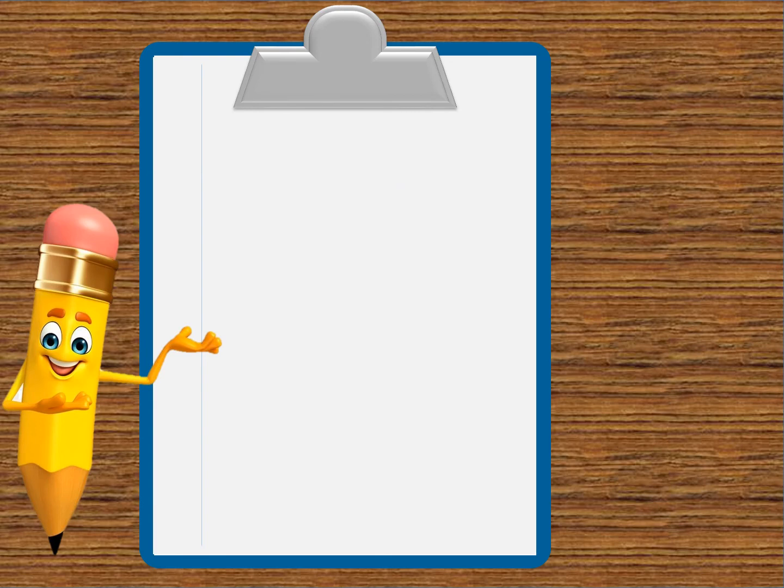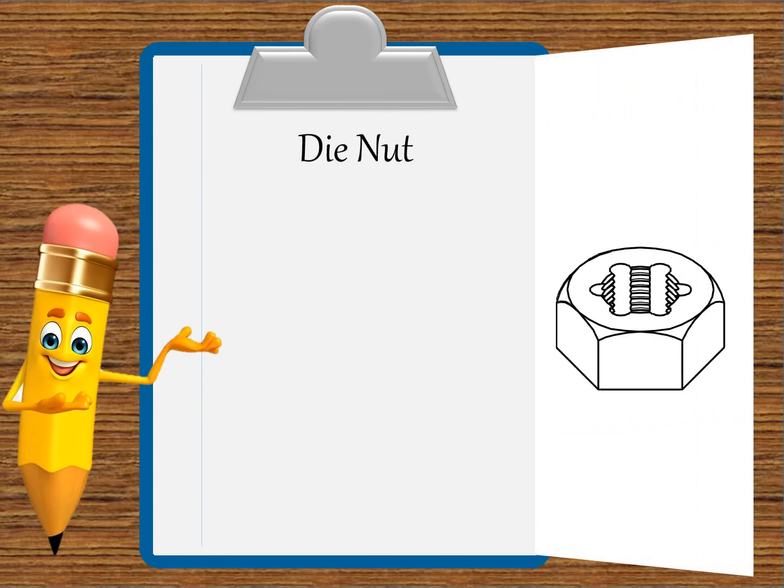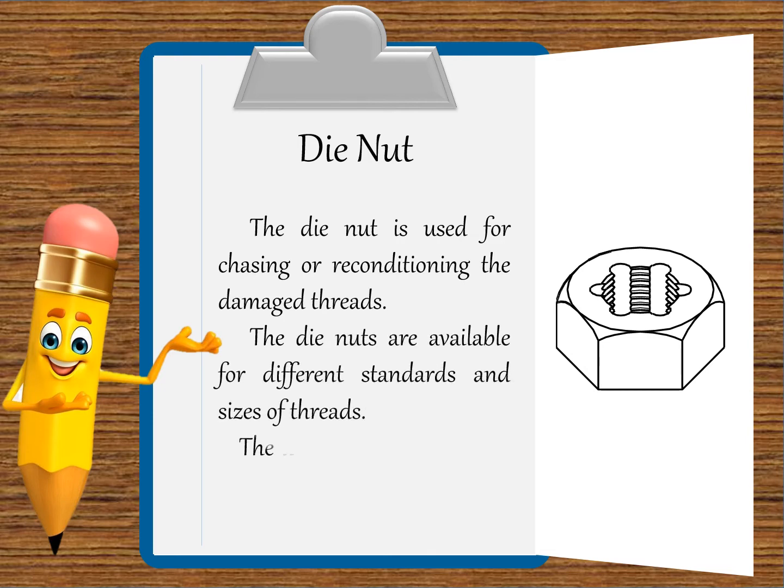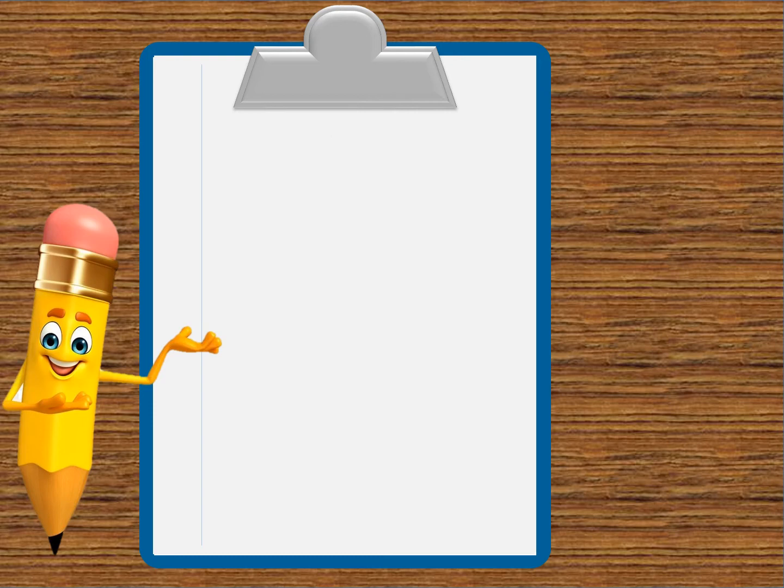And the last one is die nut. The die nut is used for chasing or reconditioning the damaged threads. The die nuts are available for different standards and sizes of threads. The die nut is turned with a spanner. With the die nut, the topic of dies is over.